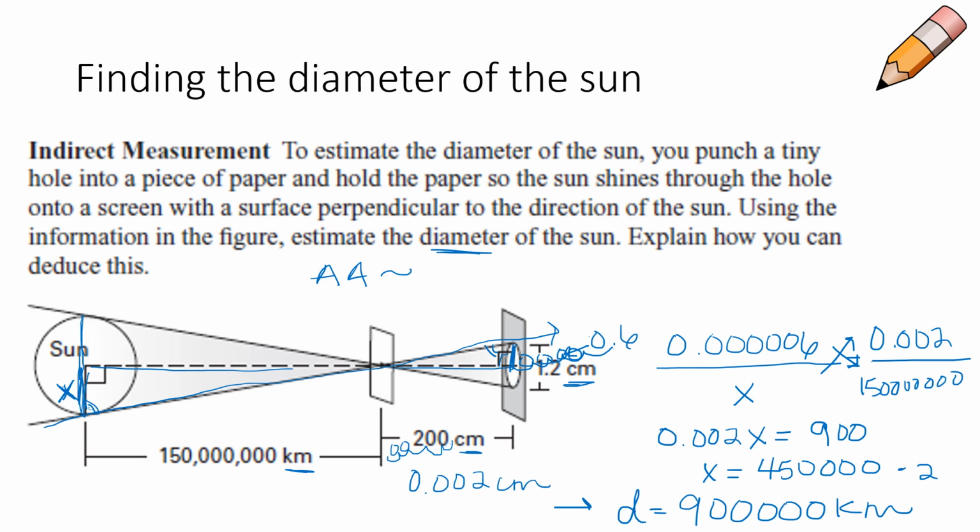So this is how you could figure out the diameter of the sun, is using this little experiment. So hopefully if you looked it up, the sun is about 900,000 kilometers.